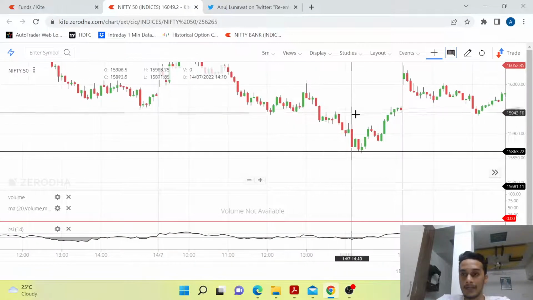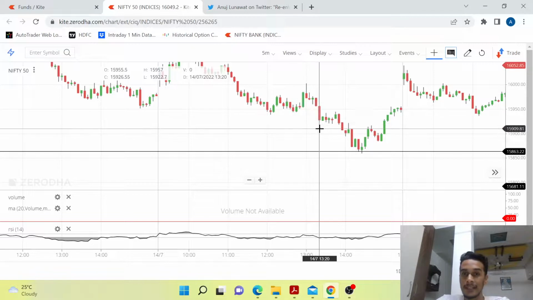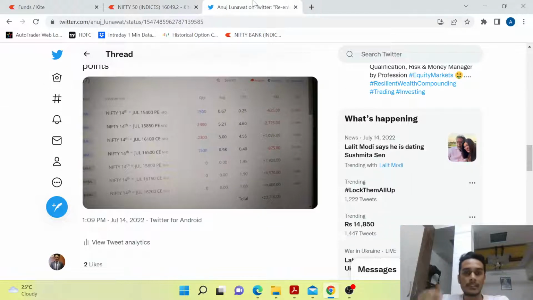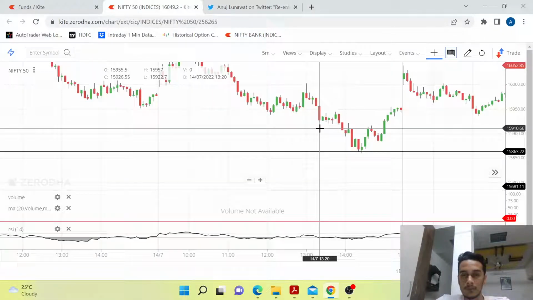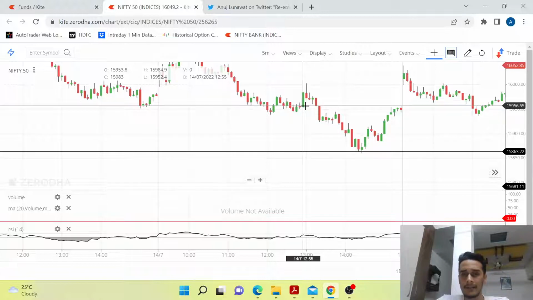But had it been a normal day, I would have immediately exited right after this day's low was broken. But because it was Thursday and I knew that options had to go to zero if out of the money, I tried to adjust my position even after this low was broken. Basically, I entered after this green candle.